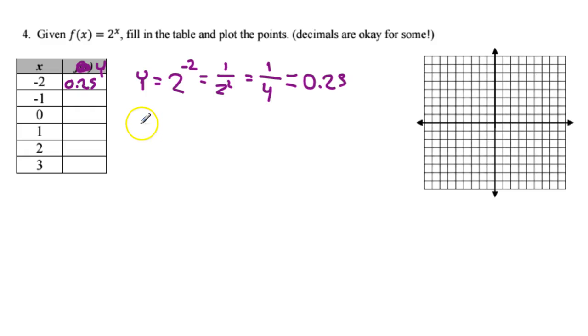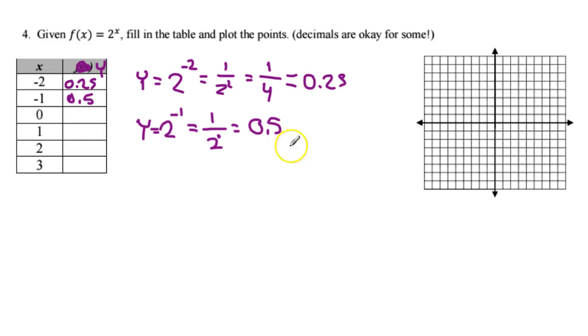I'll do one more for you. Y equals, this time I'm going to use negative 1. So it's 2. Instead of x, I put in negative 1. That simplifies to 1 over 2 to the first power, right? And that's just 2. If you put that in a calculator, that becomes 0.5. How about that? Alright, so there are 2 points.